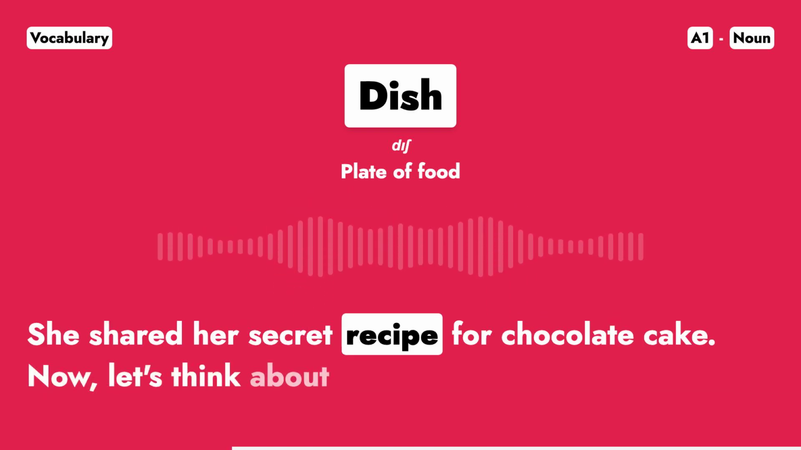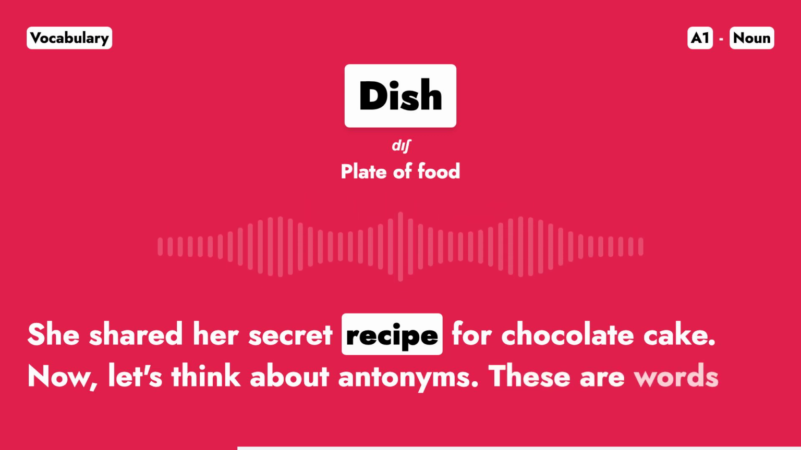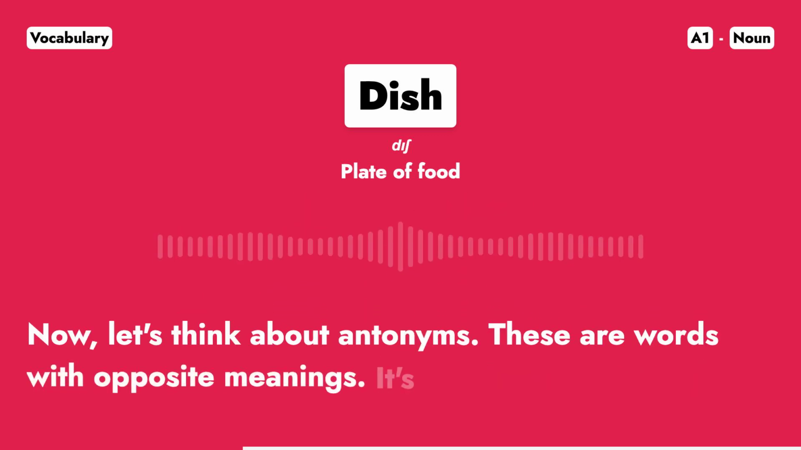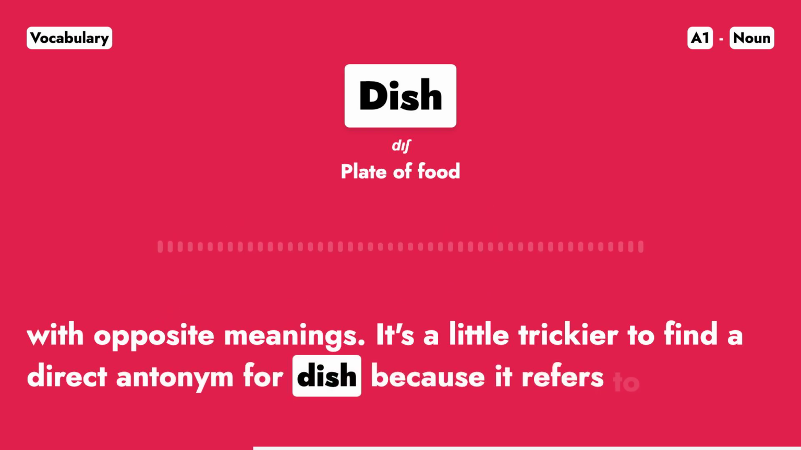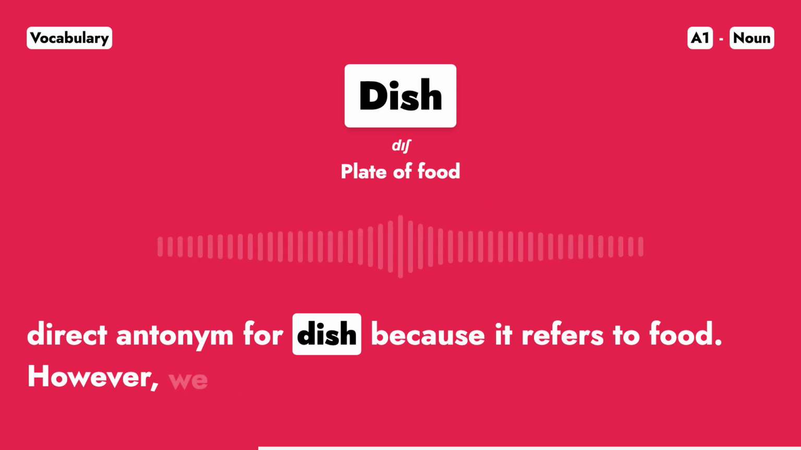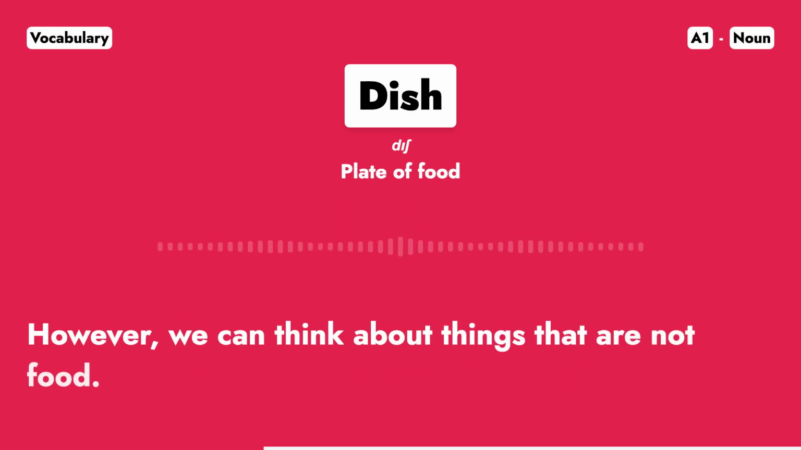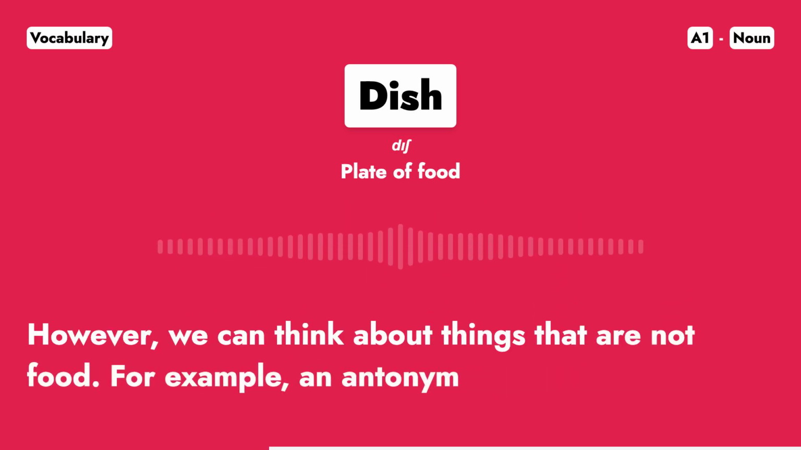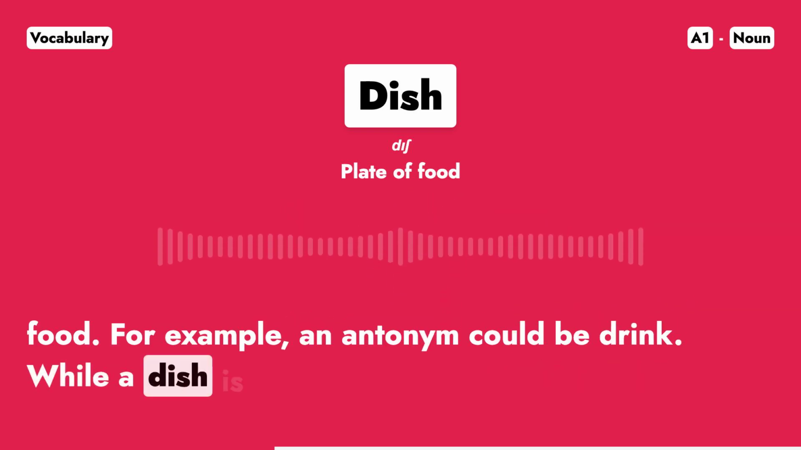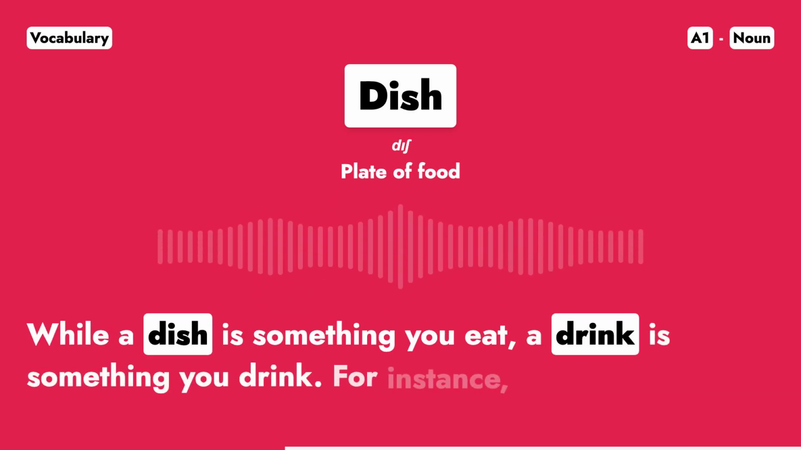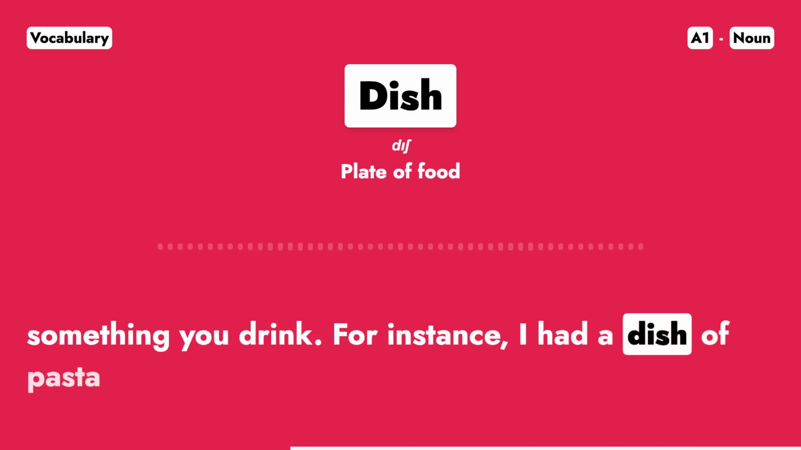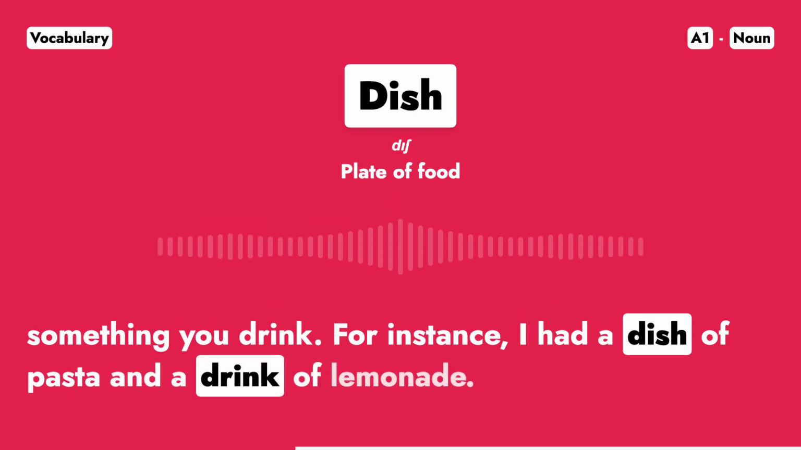Now, let's think about antonyms. These are words with opposite meanings. It's a little trickier to find a direct antonym for dish because it refers to food. However, we can think about things that are not food. For example, an antonym could be drink. While a dish is something you eat, a drink is something you drink. For instance, I had a dish of pasta and a drink of lemonade.